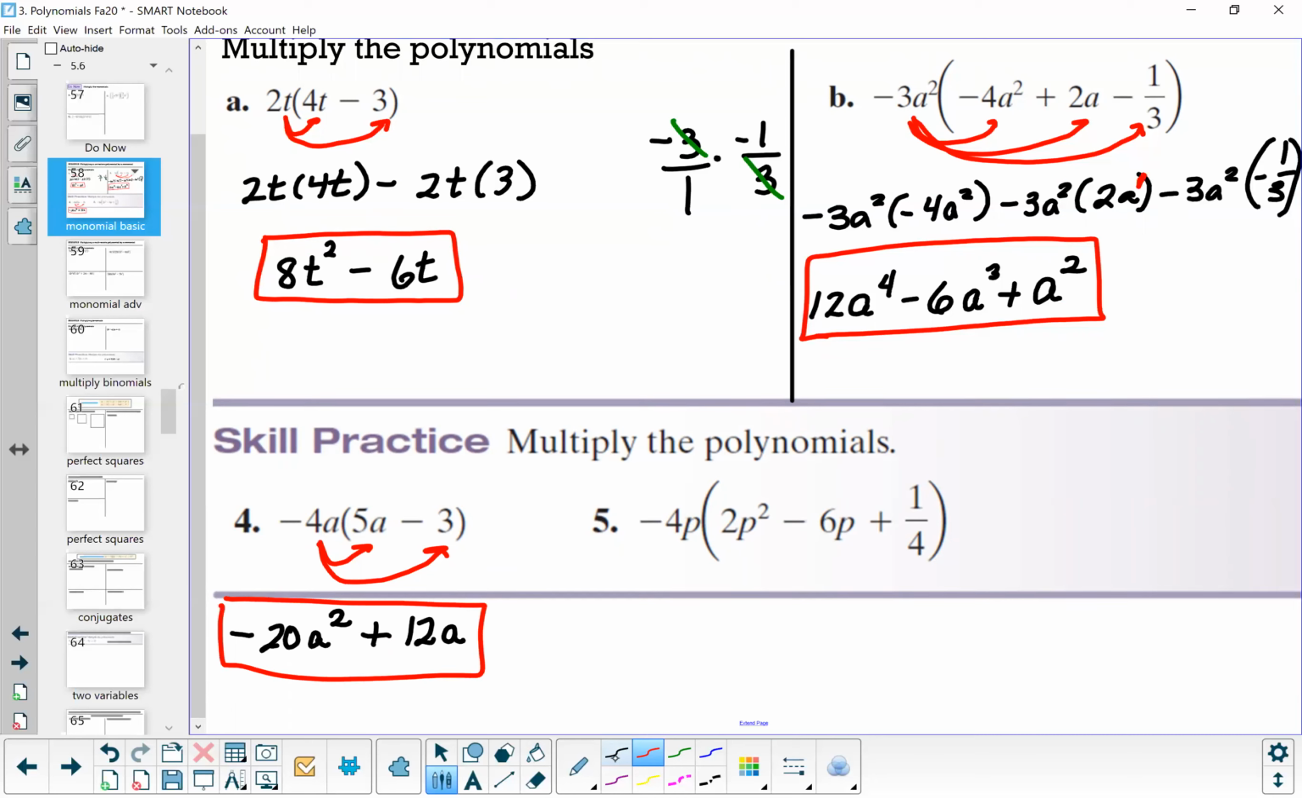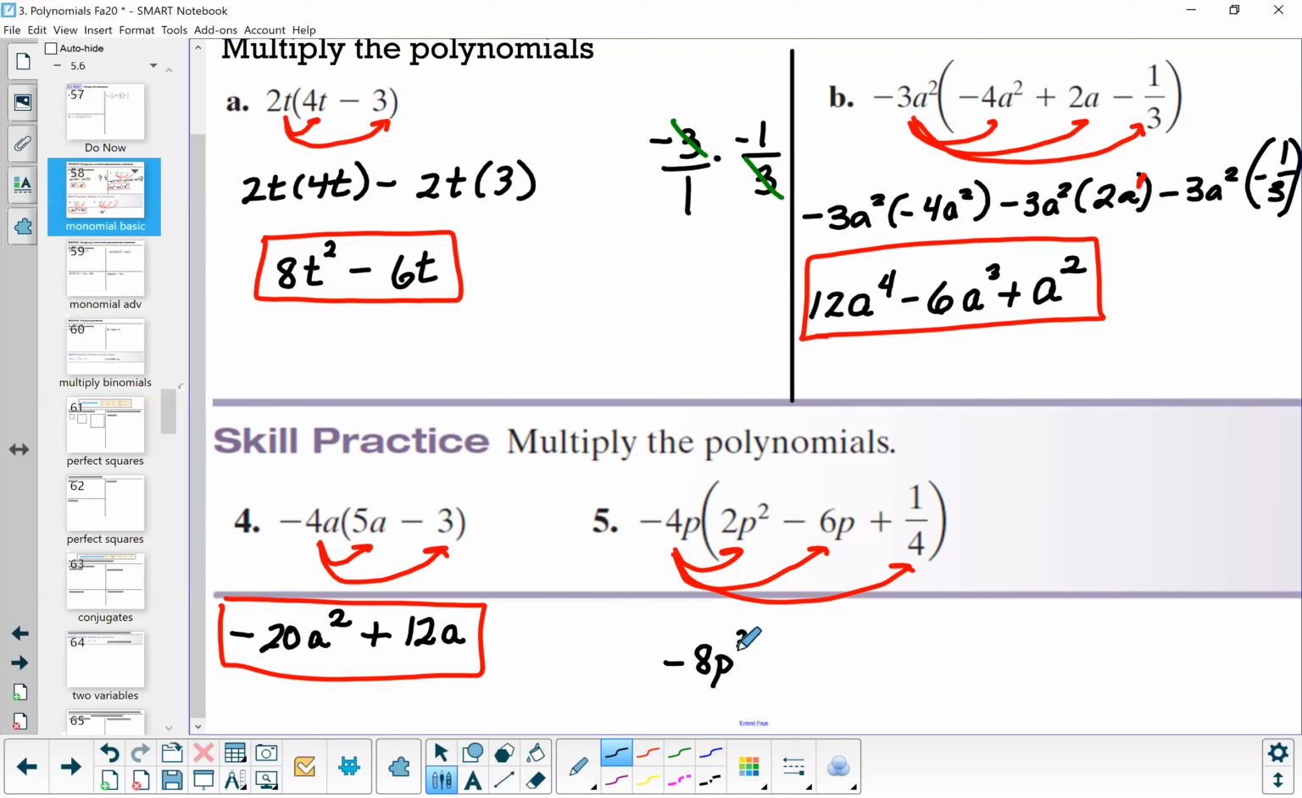All right, second example, we're distributing the negative 4p across the addition and subtraction in parentheses. So the negative 4p to the 2p squared, to the minus 6p, to the plus 1/4. So we have negative 4 times 2, which is negative 8. P to the first power times p squared is p cubed. Add your exponents, 1 plus 2.